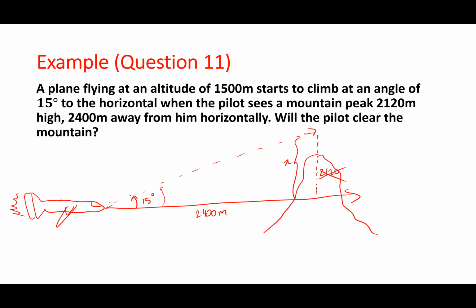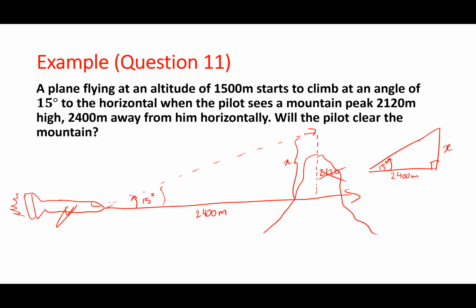So if I extract this information into the triangle over here, I've got my x, which is my unknown height, or h for unknown height. We'll use x in this case, I think. We've got 2,400 meters for how far the plane is away, and we've got an angle of elevation of 15 degrees, okay? So, basically, if this number here is bigger than 2,120, he's going to pass it. If it's smaller, he's going to hit it. So, let's work it out.